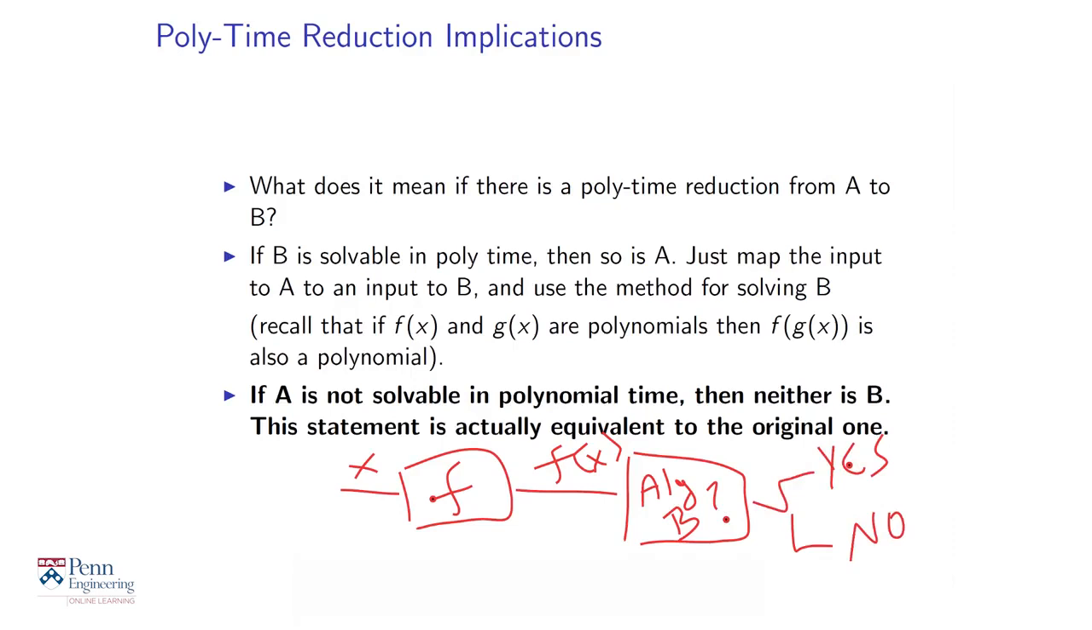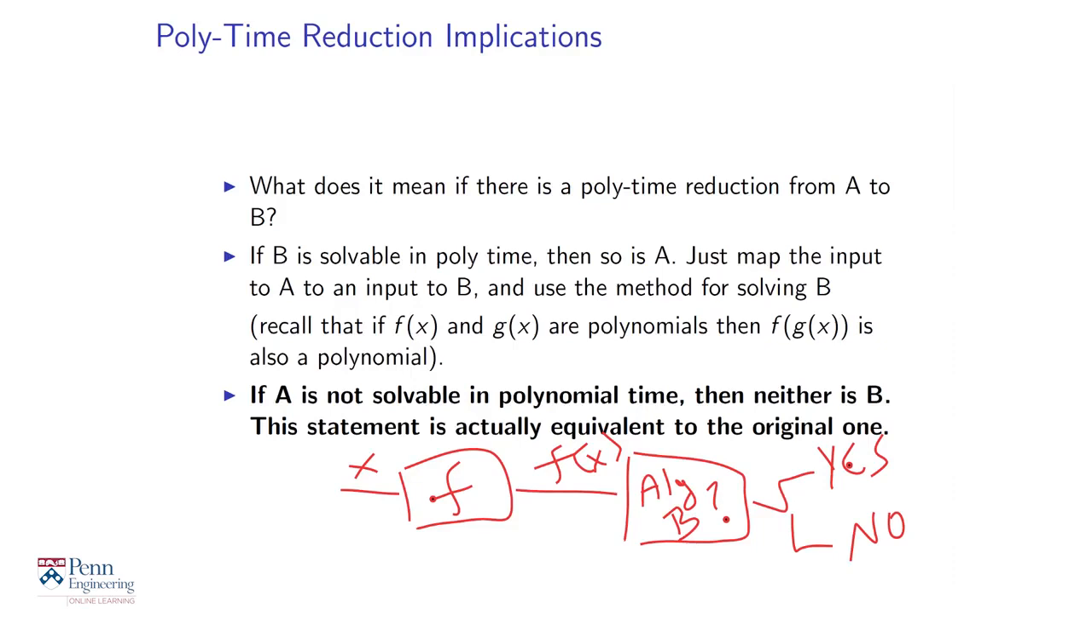Now, what you notice is that if we know that A is not solvable in polynomial time, let's say, for some reason, we know that there is no polynomial time algorithm for A, then neither is B going to be solvable in polynomial time. So this is a way of showing that B is hard because we already know that A is hard.